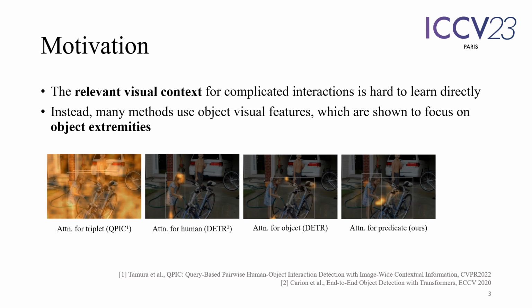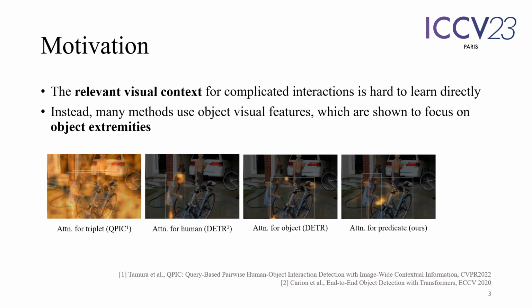Detecting HOIs could be very challenging, because the relevant visual context for a complicated interaction is very hard to learn directly. As shown by the visualized attention weights in the first figure, a competitive method in the literature fails to locate the relevant visual context and thus cannot detect the human washing bike triplet.